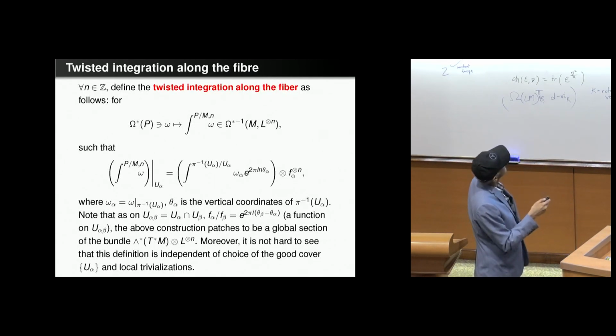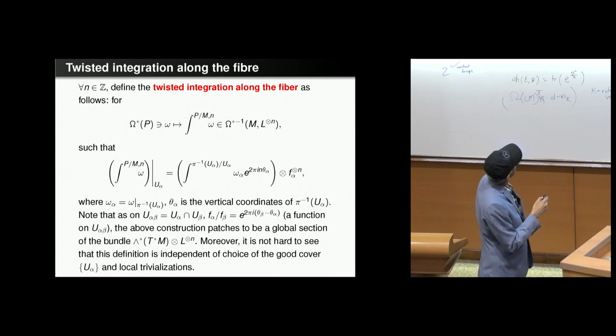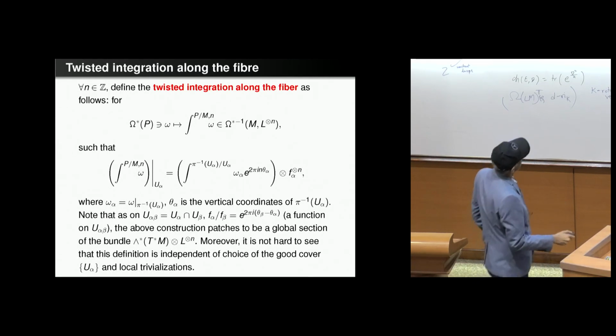So define twisted integration along the fiber. This is the notation for it. There's an n to say that it's an L tensor n. It has the property that if you restrict it to U alpha, it's the integral of pi inverse of U alpha over U alpha, so it's an integration along the circle. But you multiply this form omega alpha, this local form, omega restricted to U alpha is omega alpha, and you have exponential of 2 pi i n theta alpha. This itself is not invariant, but if you tensor by f alpha tensor n, then it is invariant.